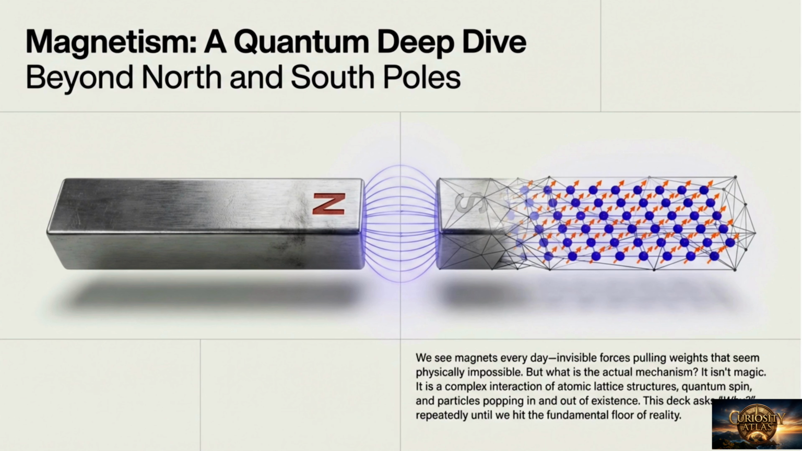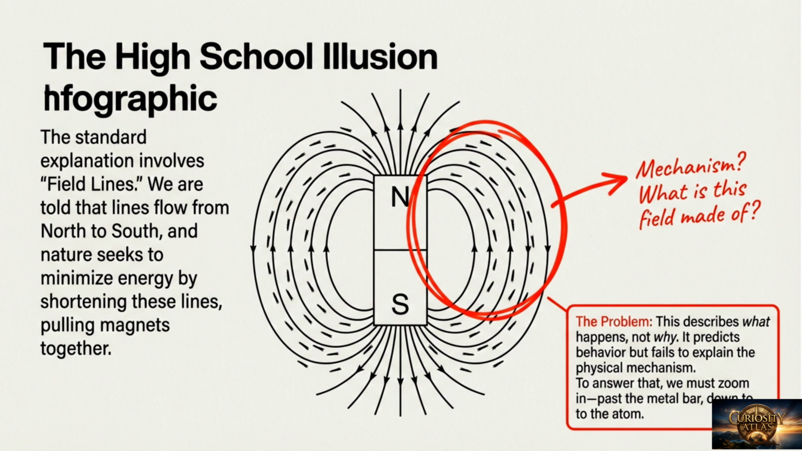This video will take a quantum deep dive into magnetism, moving beyond the simple concept of north and south poles. We see magnets every day, but the mechanism is a complex interaction of atomic lattice structures, quantum spin, and virtual particles. The standard high school explanation uses field lines, showing lines flow from north to south. This predicts behavior but fails to explain the physical mechanism.